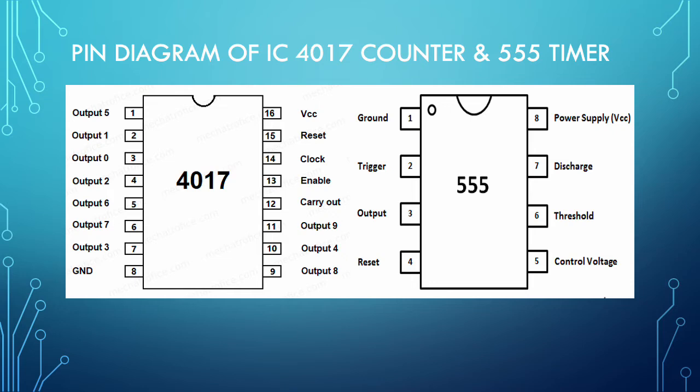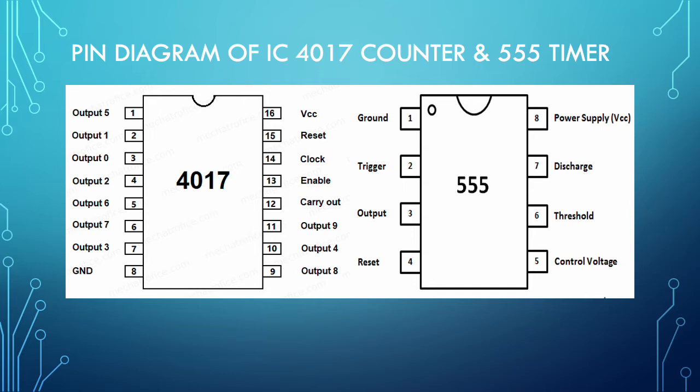Pin diagram of IC 4017 counter and 555 timer. Here we can see 4017 pin number 8 GND, pin 12 carry out. A carry out completes one cycle on every 10 clock input cycles. Pin number 13 enable. It is an active low enable pin. Pin number 14 clock input. The IC counts each rising edge applied to this input by 1.